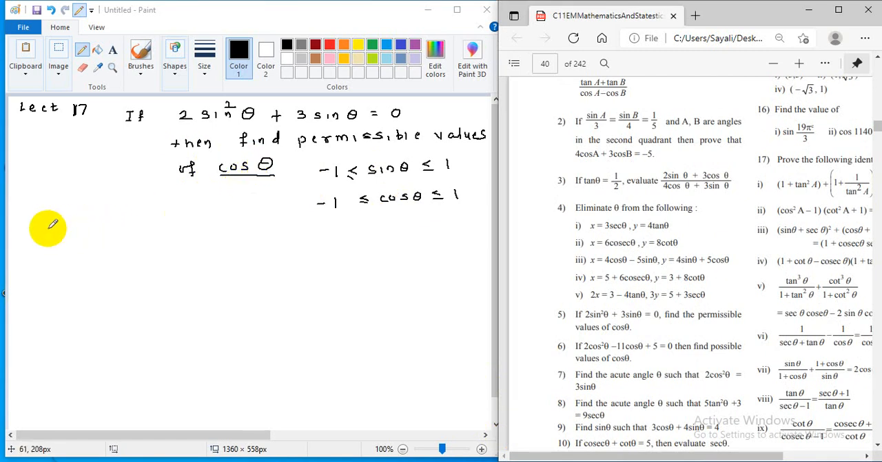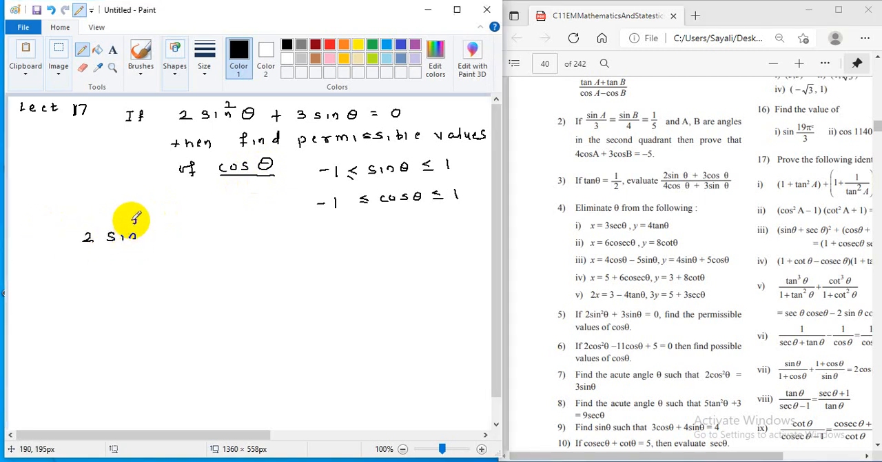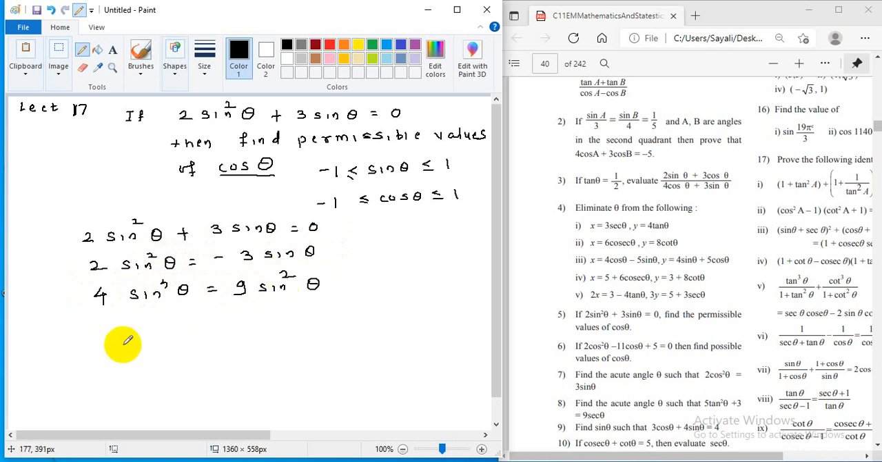So what we can do is, see here 2 sin squared theta plus 3 sin theta, this is given to you as 0. So I can say 2 sin squared theta is equal to -3 sin theta. This is obvious; we have taken the term on the right hand side. So I will square both sides. It will be 4 into sin raised to 4 theta is equal to 9 into sin squared theta. This is what I get.